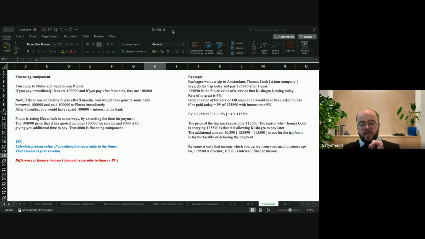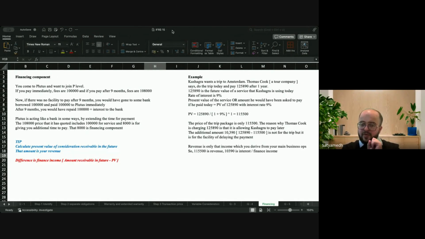So what Thomas Cook has done in this case, Thomas Cook is the travel company, is told you, "Okay, don't pay today, pay later." And then you ask them, "Okay, how will this work?" You tell the customer, "Listen, sir, you go for the trip right now. If you were to pay for the trip today, you would have to pay 2 lakh rupees. But if you are paying after a year, you pay 2 lakh 15,000." I'm like, "Okay, fine."